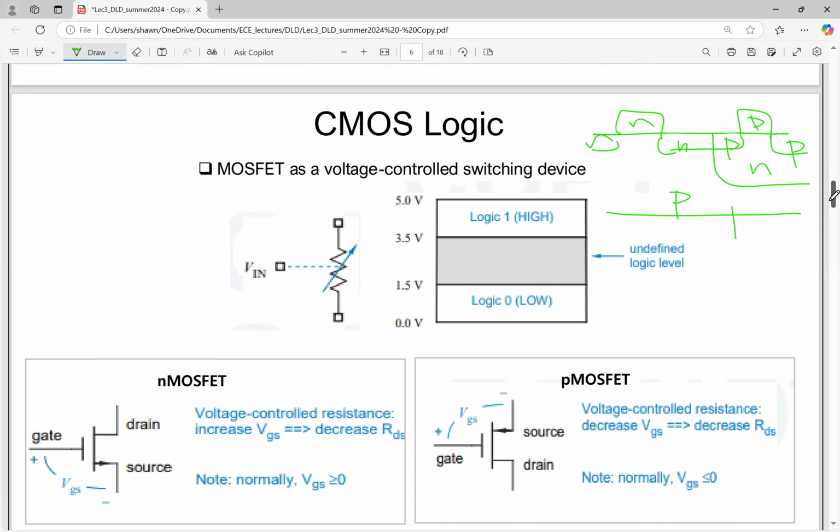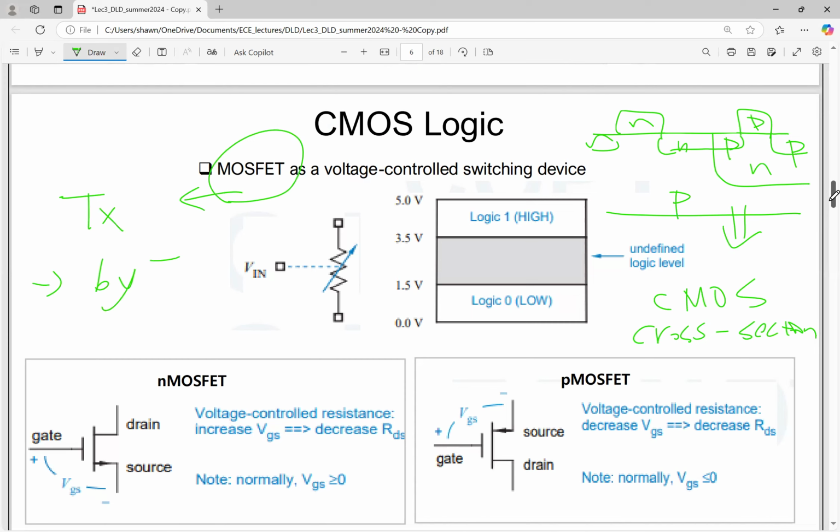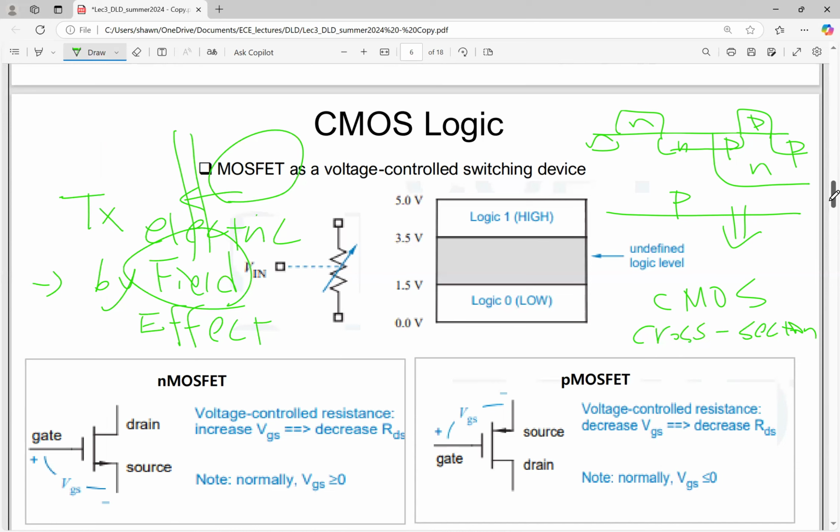Of a cross-sectional view. This is a CMOS cross-section from the perspective of fabrication. Because MOSFET is a transistor which is operated by the field effect. This field is an electric field. This electric field is going to be provided by the input voltage.